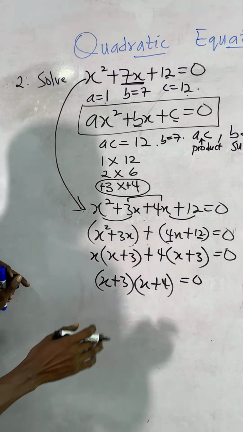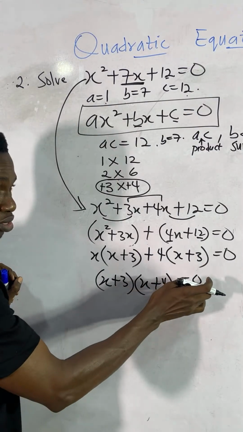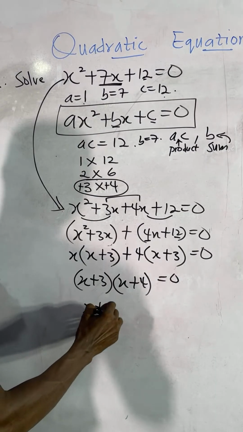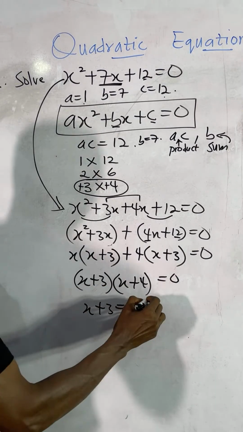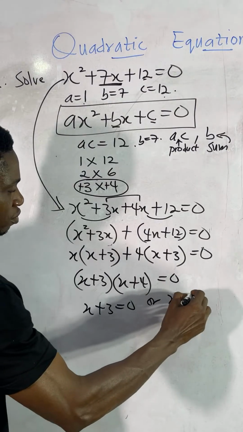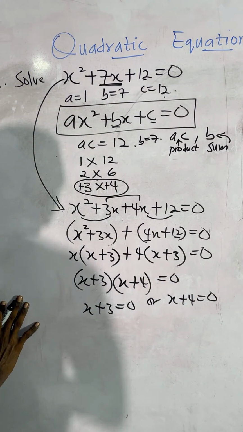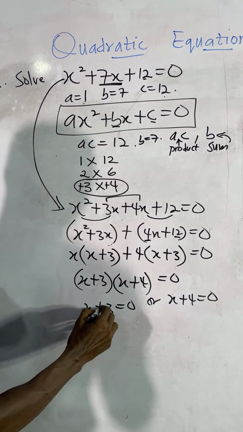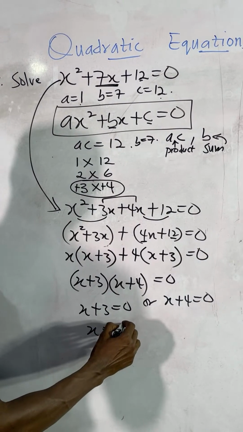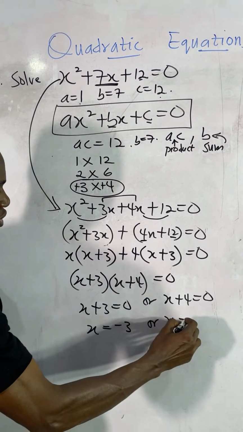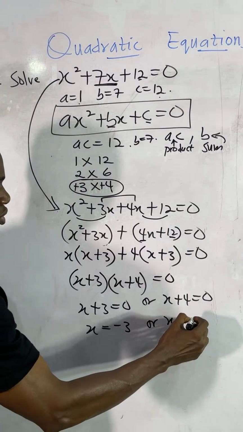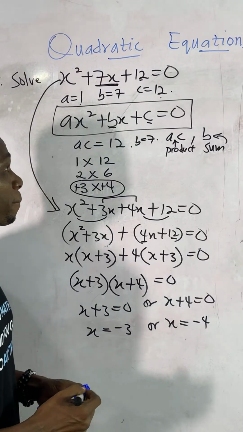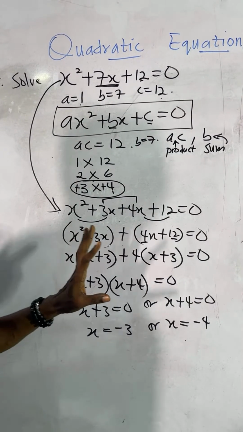Now, as I said, when the product is equal to 0, we say that the first, that's x plus 3, is equal to 0, or the second, x plus 4, equal to 0. Now from here, x equals, this plus 3 to the other side becomes minus 3, or x equals plus 4 becomes minus 4. And that's the answer.